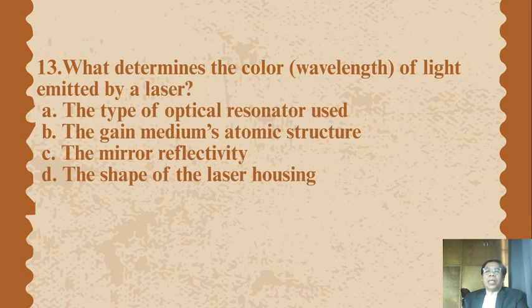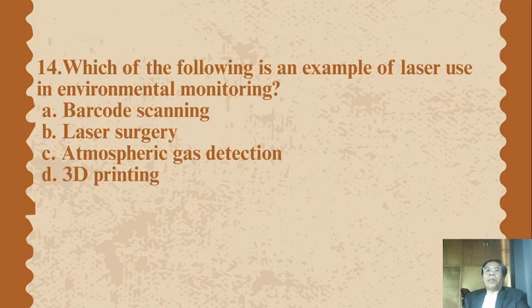Number 13. What determines the color or wavelength of light emitted by a laser? Letter A, the type of optical resonator used. Letter B, the gain medium's atomic structure. Letter C, the mirror reflectivity. Letter D, the shape of the laser housing. Number 14. Which of the following is an example of lasers used in environmental monitoring? A, barcode scanning. B, laser surgery. C, atmospheric gas detection. D, 3D printing.